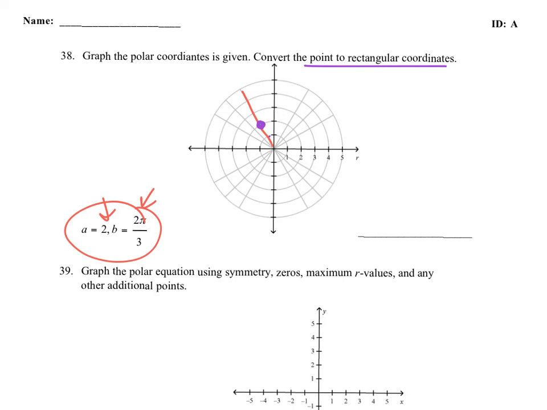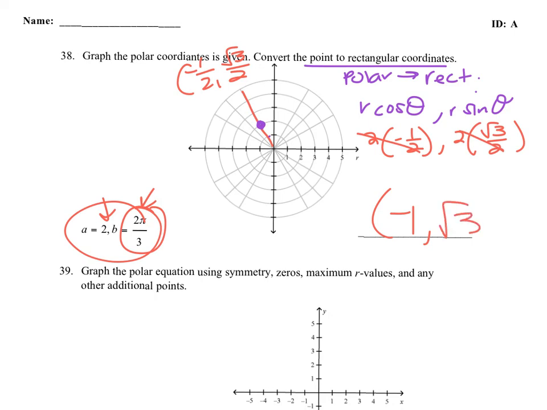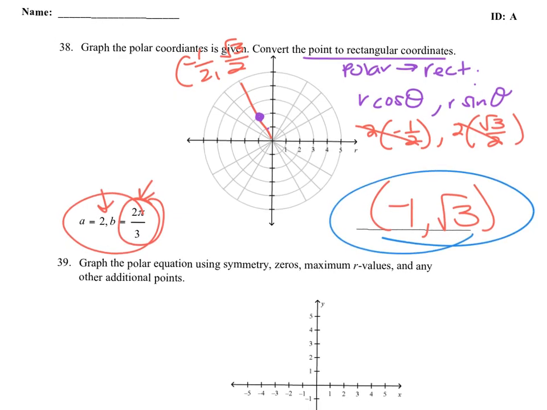And then it says convert the point to rectangular coordinates. So to go from polar to rectangular, you do r times the cosine of theta, comma, r times the sine of theta. So the cosine and sine at 2 pi over 3 would be negative 1/2 and root 3 over 2. And I'd get 2 times negative 1/2 and 2 times root 3 over 2. And I get negative 1 and root 3. It's different than on the key, so make sure that you mark that one because that one's the right one.